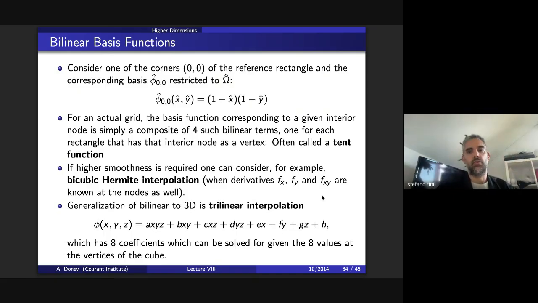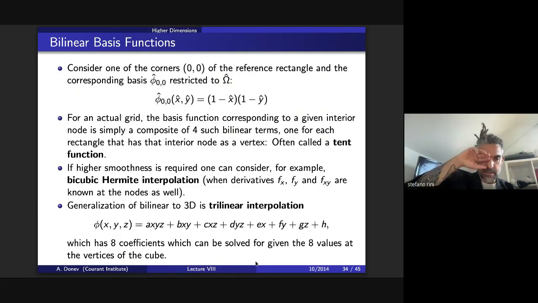And this corresponds to a bilinear term. And if you plot this bilinear term, it looks like a hyperplane in 2 dimensions, right? So it's called a tent function. Okay, that's because it looks like a tent, guys. It's a straight up tent. And of course, this is not very smooth because the edges are kind of rough.